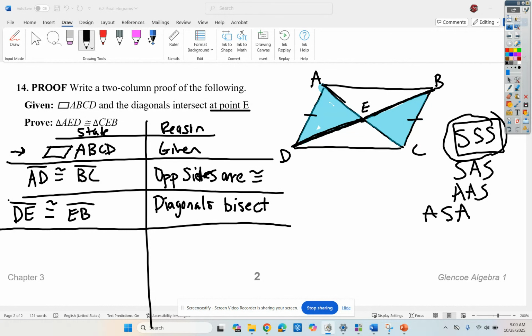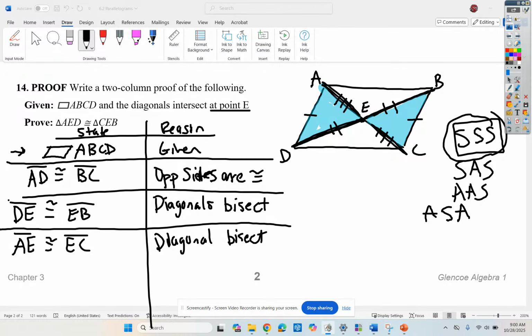So the other diagonal will be AC. Right now we have that one. Then we're going to do AE congruent to EC, and that is the same reason: the diagonals bisect. So I'll go over here. As you see now, all three sides of these triangles are marked. So then we can basically just write the answer. Triangle AED is congruent to triangle CED, and the reason is these sides are congruent.